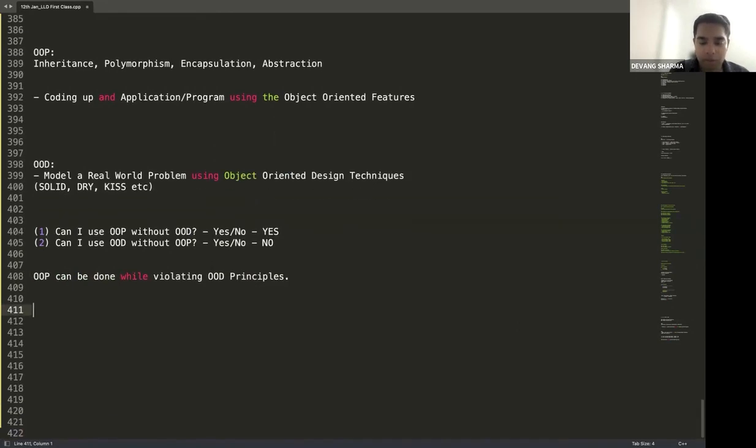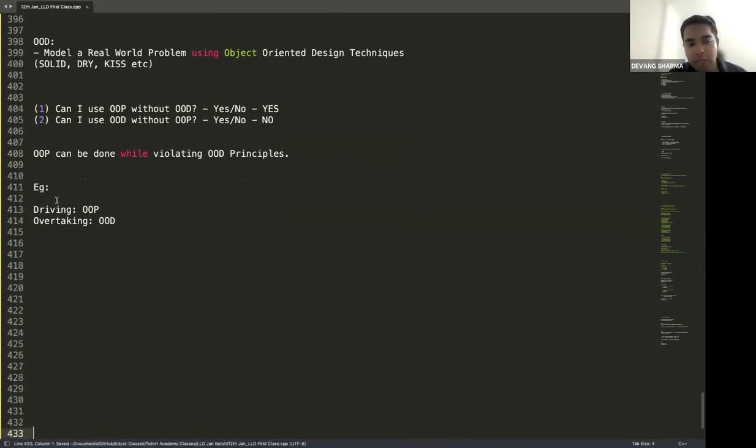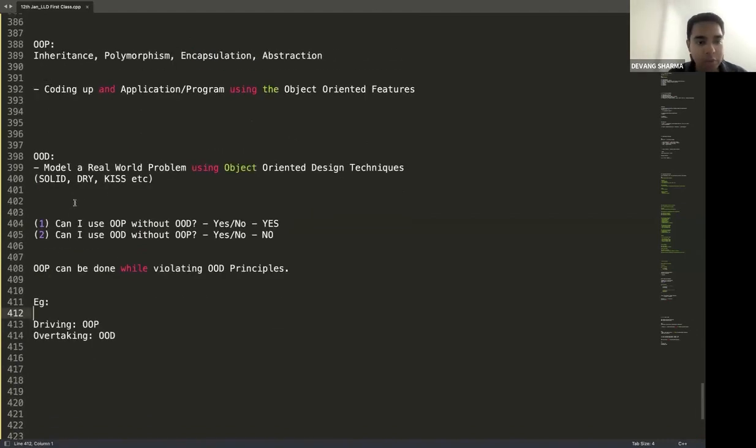Okay. Example: driving is object-oriented programming. Overtaking is object-oriented design. Now understand, you can drive without overtaking, but you cannot overtake without driving. This example clear to all? You can drive without doing overtake, but you cannot overtake without knowing how to drive.